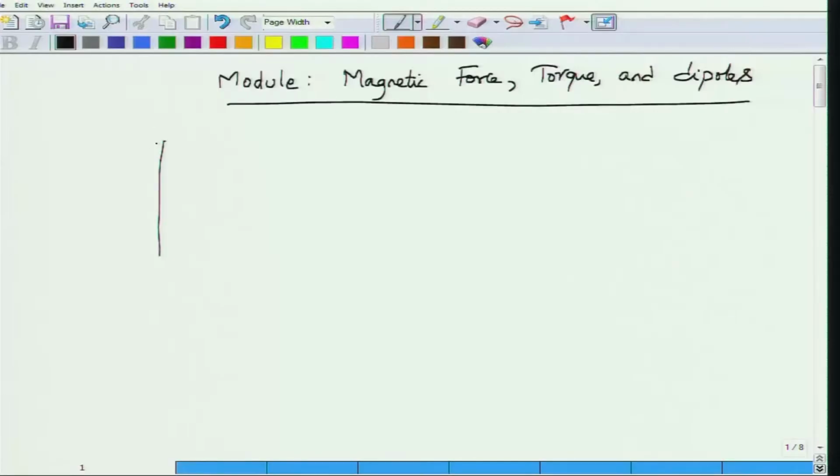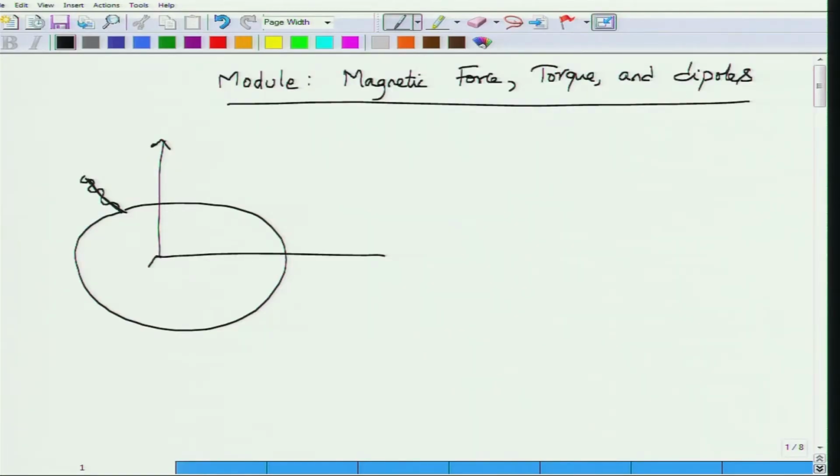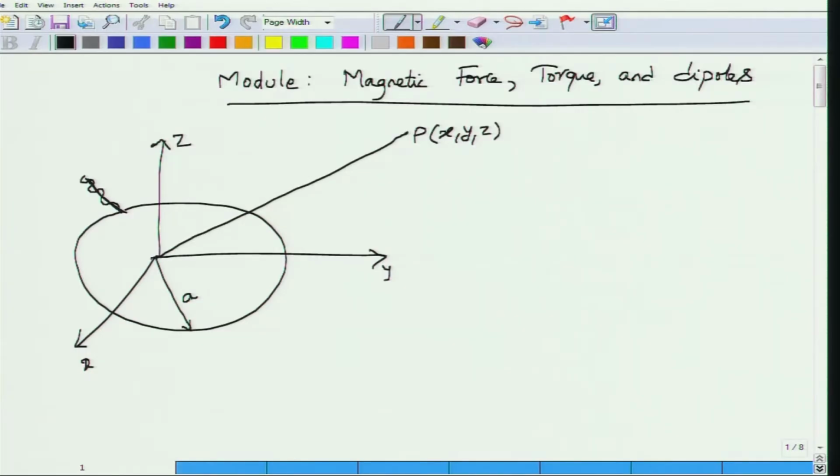A dipole in our sense actually consists of a current loop of radius a, lying in the xy plane. So this is the x, y and z axes. The dipole has a radius a and lies in the xy plane, and we want to find out the field at a far away point P, which is located at a general point x, y, z and is described by the position vector r with respect to the origin. We want to find the fields here.